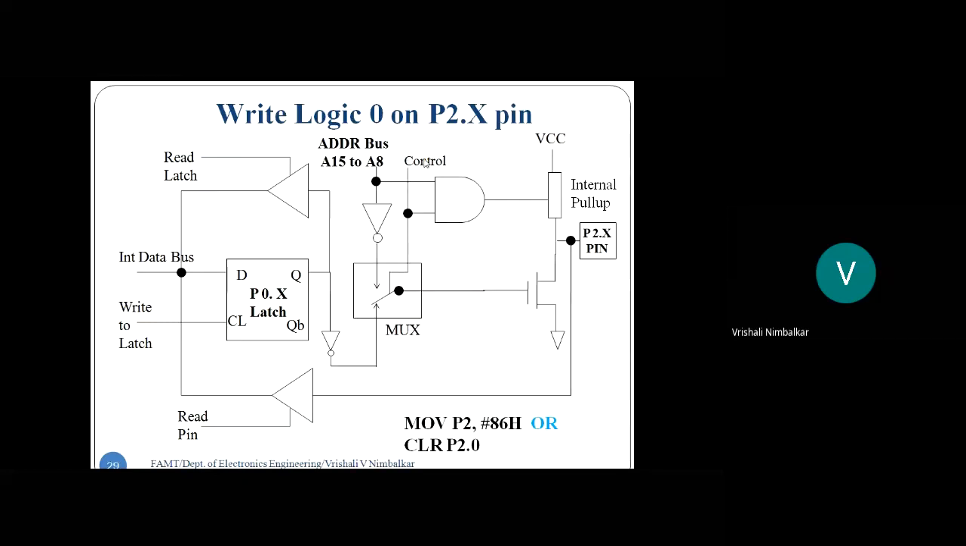Okay. And as well as this AND gate, see here, this AND gate is controlling the pull-up. And then that's the latch. And then these are the two tri-stated buffers. The buffers are the drivers, students. So that's my circuitry for port 2. Okay, so you will have 8 circuits inside for 8 pins of port 2.